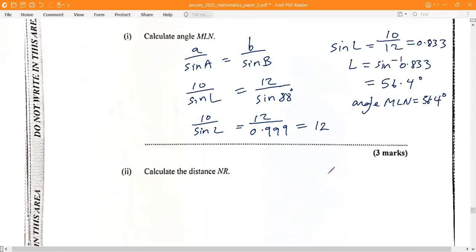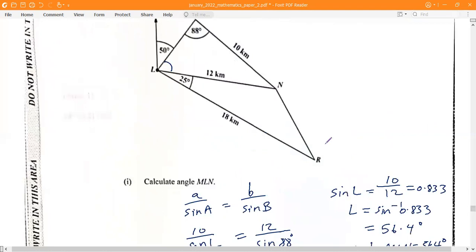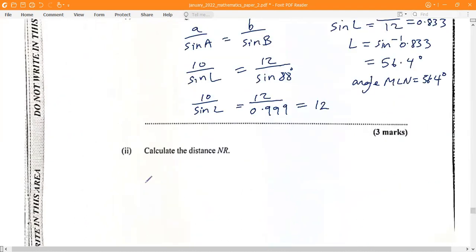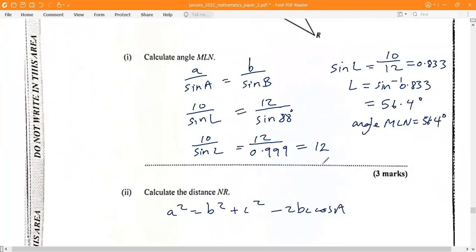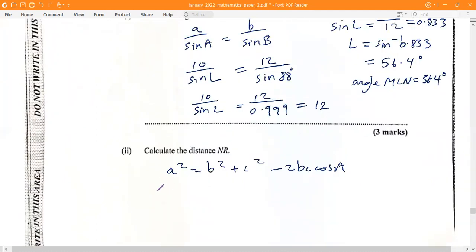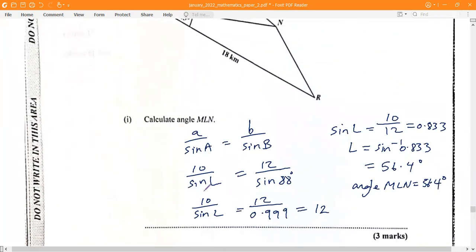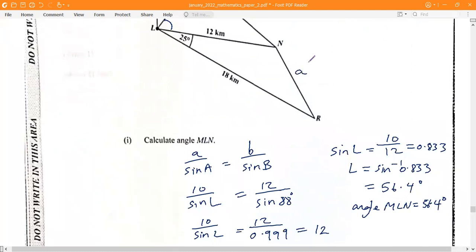We now calculate the distance NR. To do this, we have the lengths of two sides and the angle in between, so we can use the cosine rule to work this out. A squared equals B squared plus C squared minus 2BC cosine capital A. NR is our missing side, so let's call NR a, that we want to find.